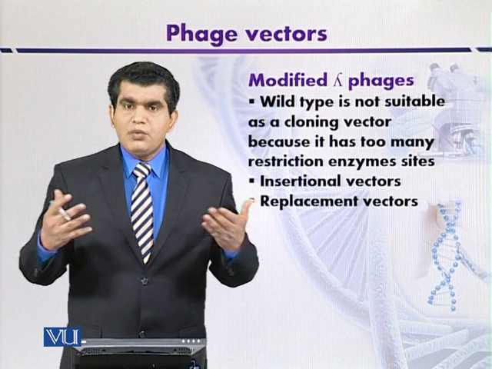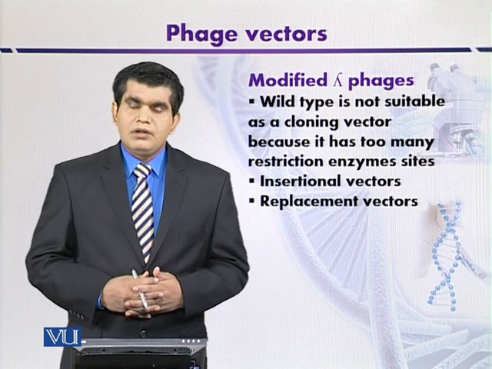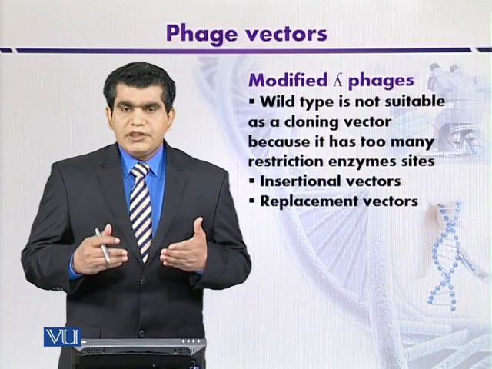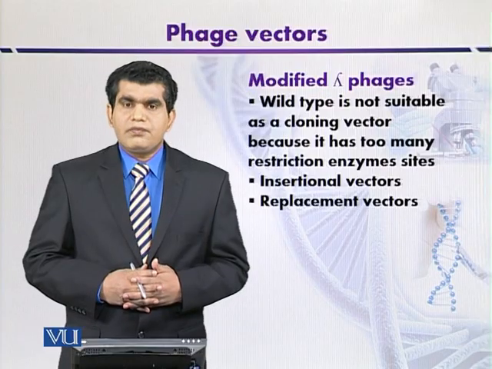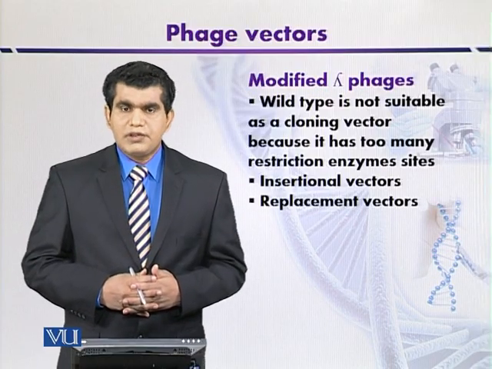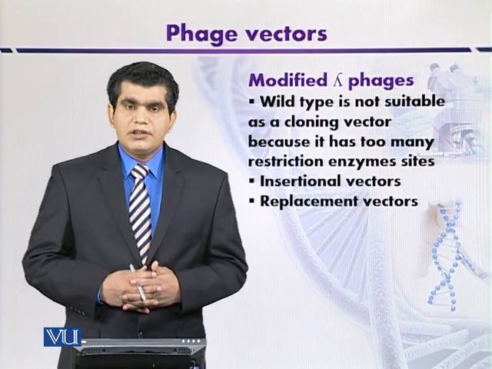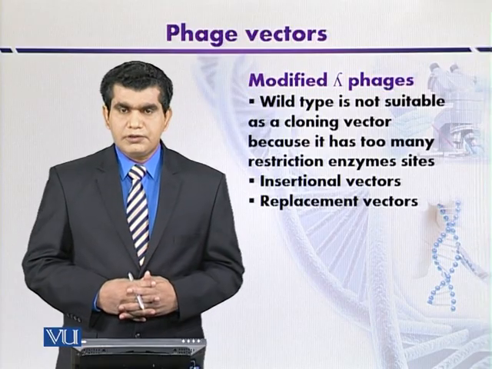If the genomic DNA of the lambda phage contains different restriction sites for the same enzyme, then it can cause fragmentation of the lambda genome. And because of this reason, it is not valuable for gene cloning procedures.